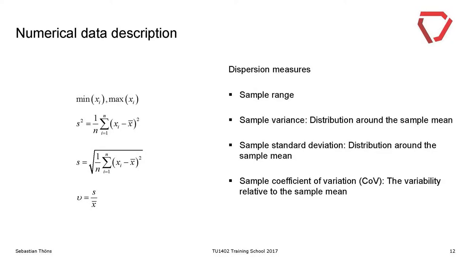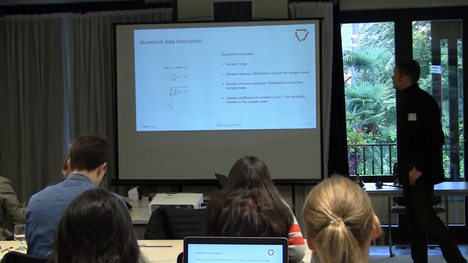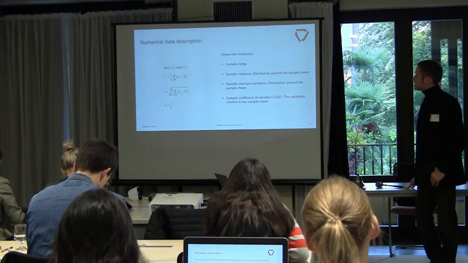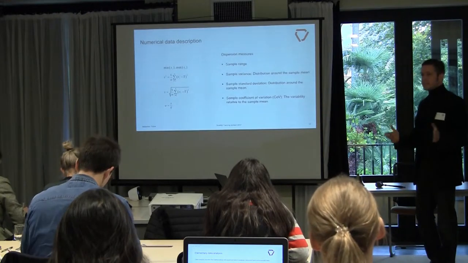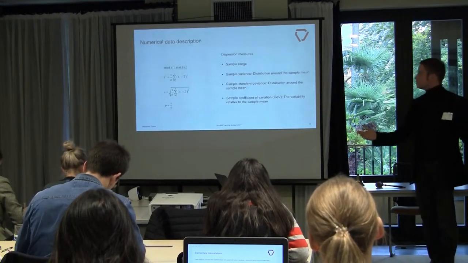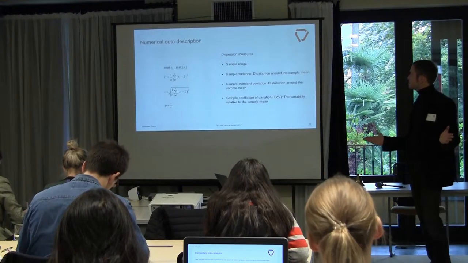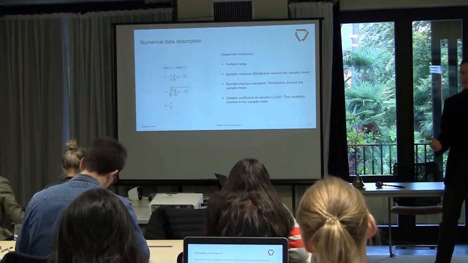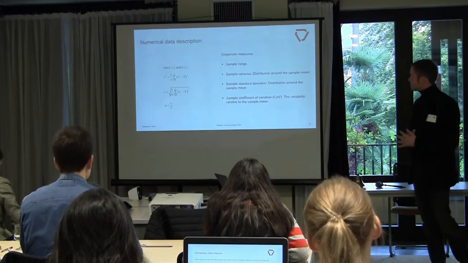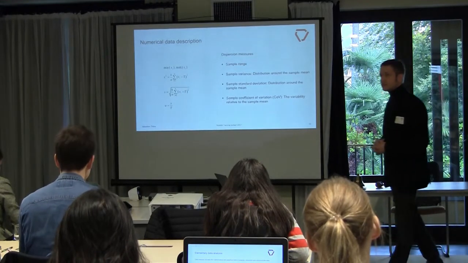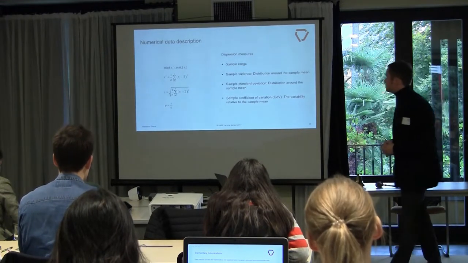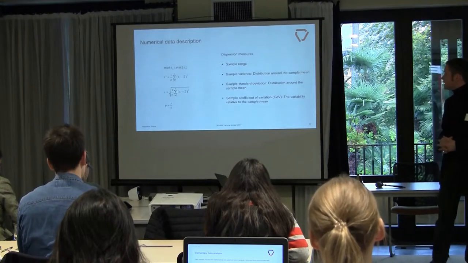So then I have information about the central content of my data, but there's data around. And how do I describe them? That's dispersion measures. So I have a sample range, that's the easiest measure: the minimum and the maximum. I have a variance and standard deviation. This probably sounds very familiar to most of you.